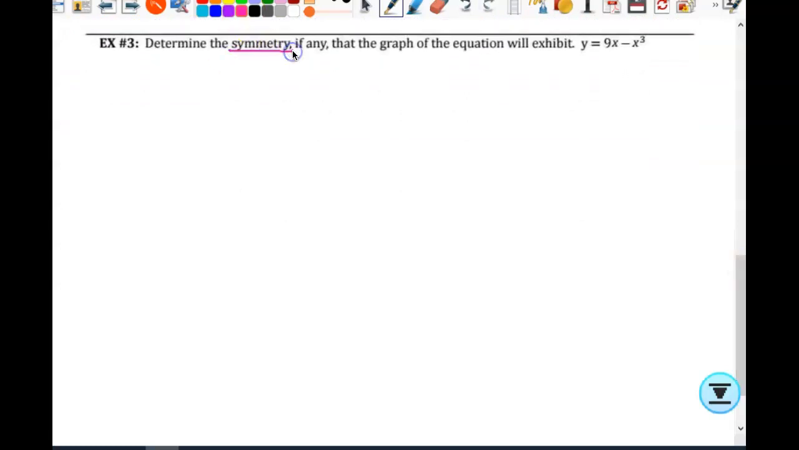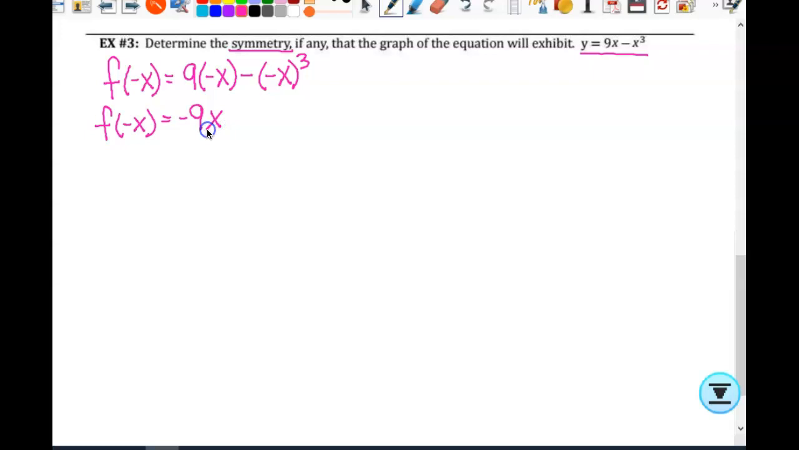So let's look at example 3. It says determine the symmetry, if any, that the graph of the equation will exhibit. So without me graphing it and looking at the symmetry, the only other way I can do it is algebraically. So this is f of x. So I got to figure out if it's even or odd. So again, I'm going to do f of negative x. That's going to give me 9 times negative x minus negative x cubed. That step is important. You have to show that you substituted it in, not that just magic happened and you wrote other stuff down. Okay, so then f of negative x, when I clean it up, I get negative 9x plus x cubed.